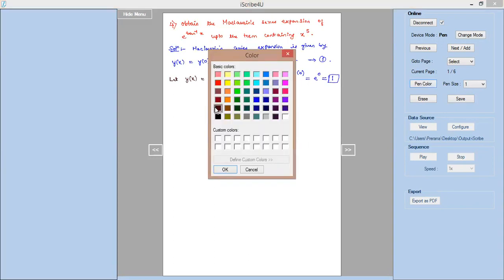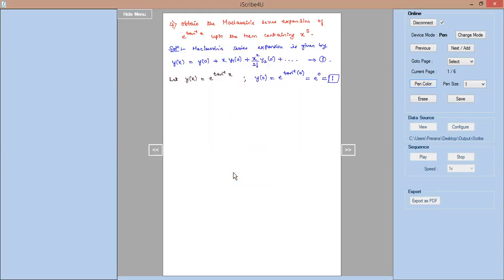So next differentiation will start. So y1 of x is equal to differentiation of e power tan inverse x, which is nothing but e power tan inverse x into differentiation of tan inverse x, which is 1 divided by 1 plus x square. We'll recall the formula for e power ax. So differentiation of e power ax is a into e power ax.